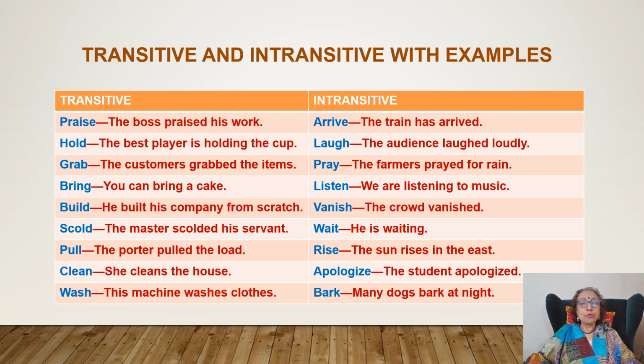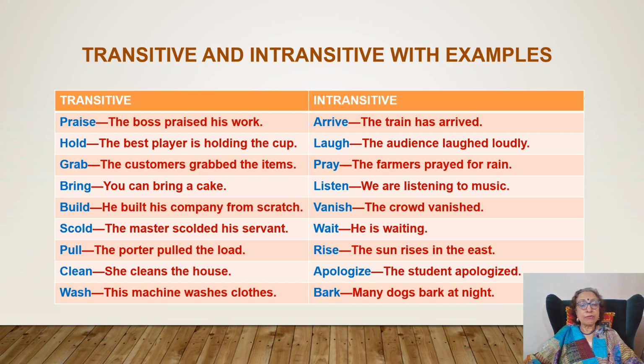Certain verbs can do both functions. They can take a direct object, and they can also make sense without a direct object. So they have both transitive and intransitive uses. In these two slides, I'm going to explain to you how they are used. Now look at this transitive list. I have given the verb and the sentence together, so all examples are in the same slide.